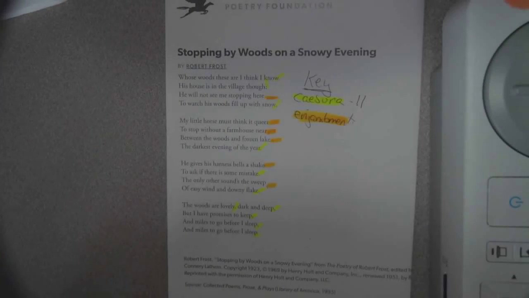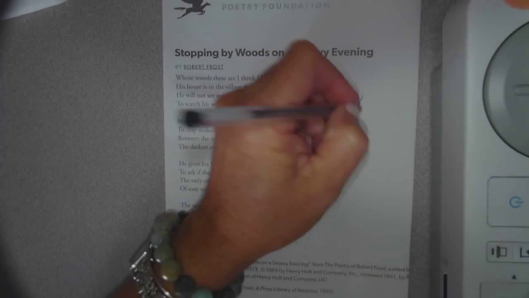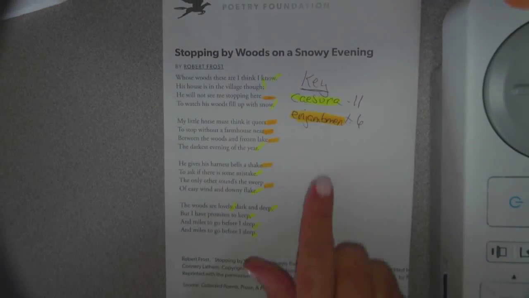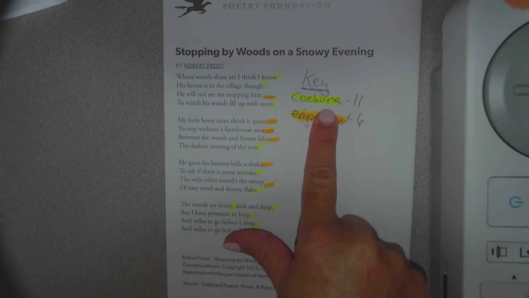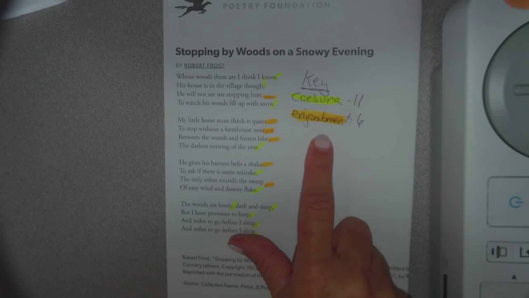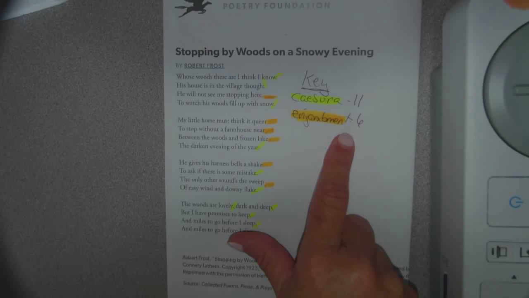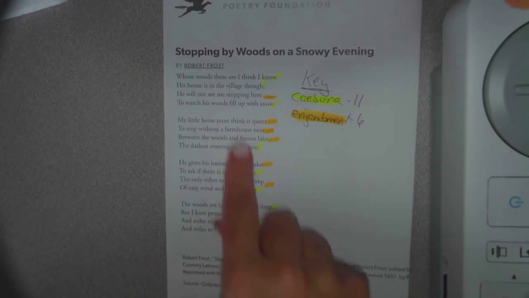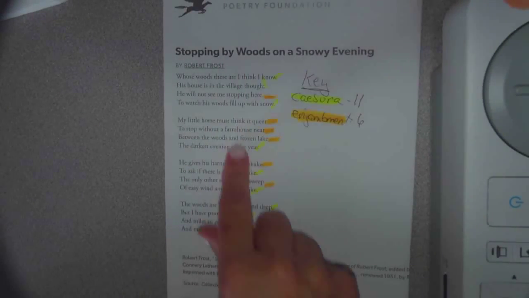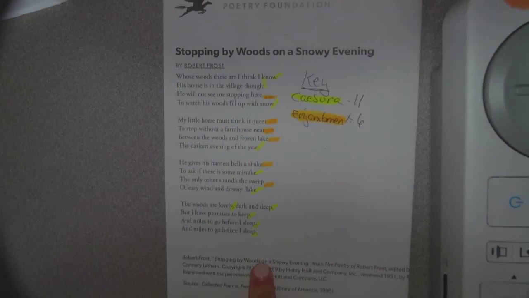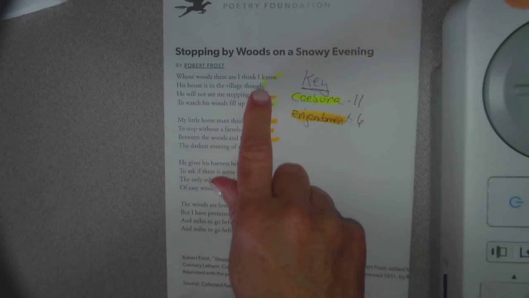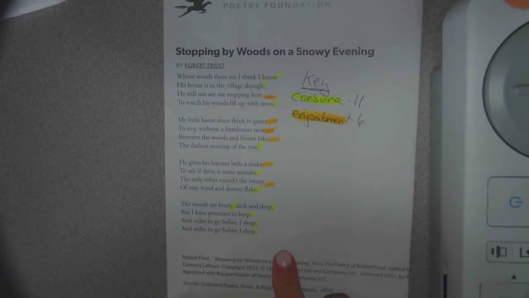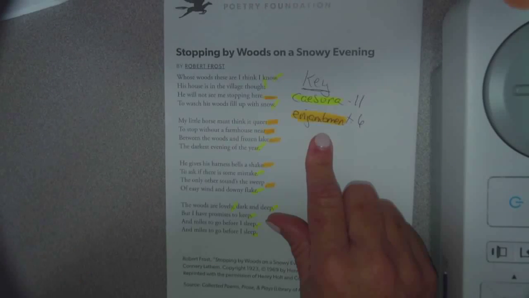Okay? How many are there in enjambments? 6. Okay. We have more lines with punctuation versus enjambment. So is this because the poem is going to be read slower or faster? Slower, right? Because you're supposed to stop at the punctuation. All right, so we have that.